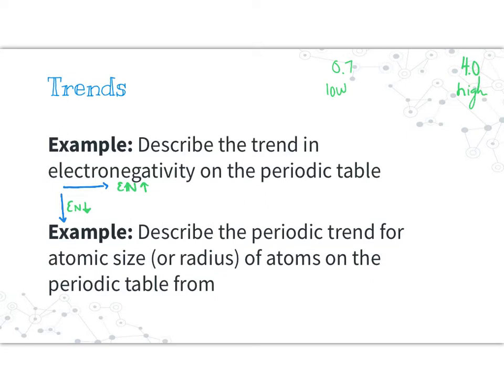Let's go over group 17. We have 4, 3.2, 3, 2.7, and 2.2. That still follows that general trend.